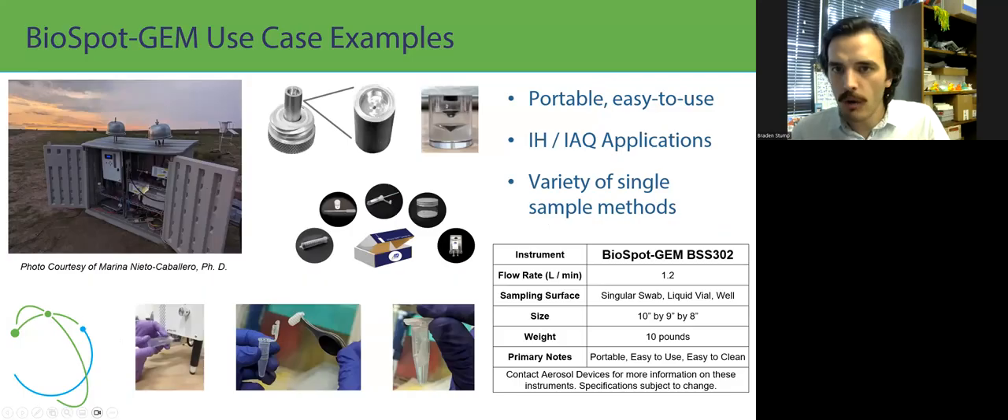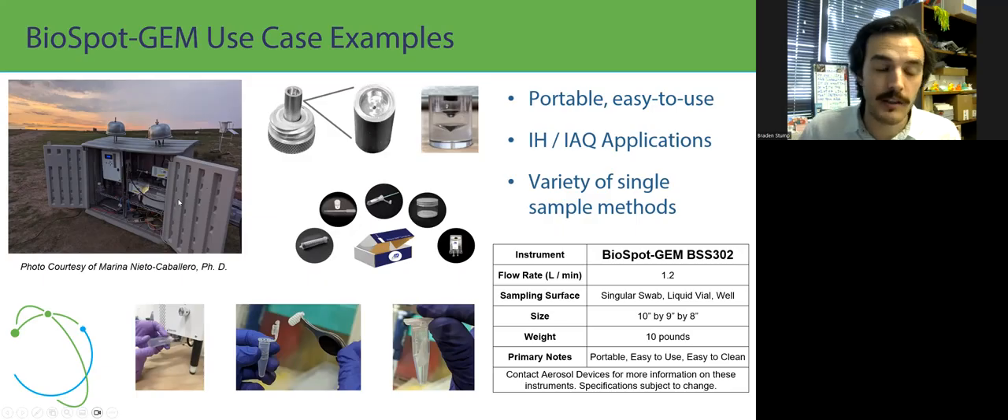Cool. So I'm just going to go into a few use cases of each of those three samplers just to give an idea of where these samplers could be utilized. Courtesy of Marina Nieto Caballero from Colorado State University. She has utilized these instruments out in Nunn, Colorado. You can see them being used here. And then you can also see uses of the swab-based sampling breaking off into these PCR vials, the solid position well sampling, and liquid sampling as well.